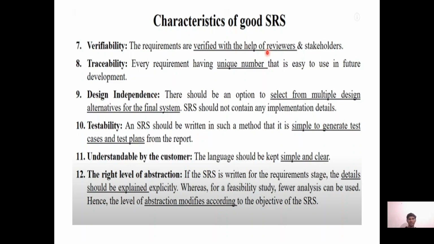The level of abstraction should be explained, and it must be explicitly defined by the developer and the customer. So this is about SRS.